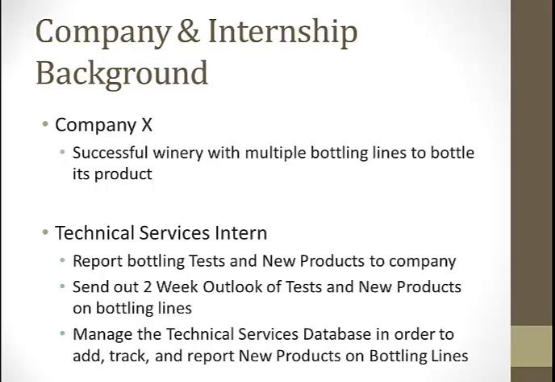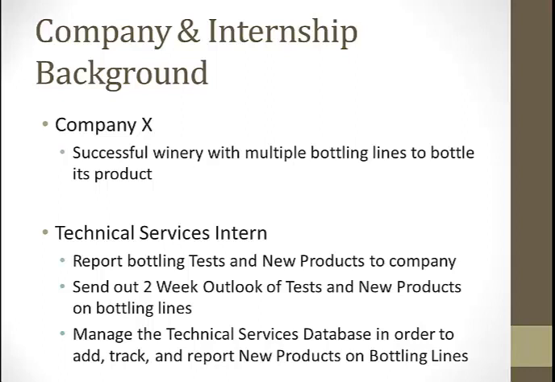My position was the technical services intern. In my position, the main focus was to report on tests and new products coming out to these bottling lines. I would send out a 2-week outlook every week with all of the tests and new products. In order to manage this 2-week outlook, I kept a database. This database was used to add, track, and report all new products and tests on the bottling lines.